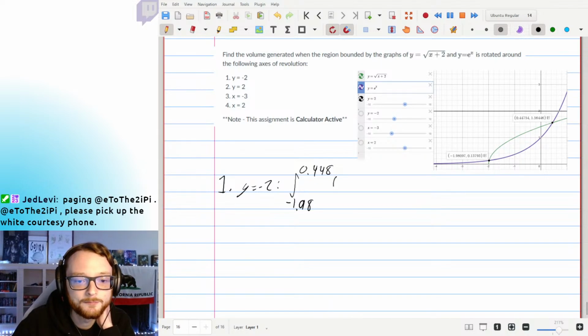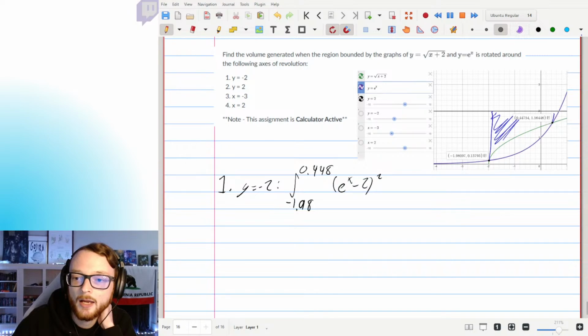Okay, so the outer will follow the purple curve, e to the x, because it's farther away from the axis. So e to the x minus 2 squared. And so that is the volume generated by this entire solid here.